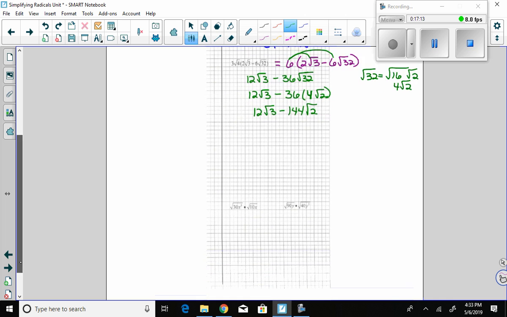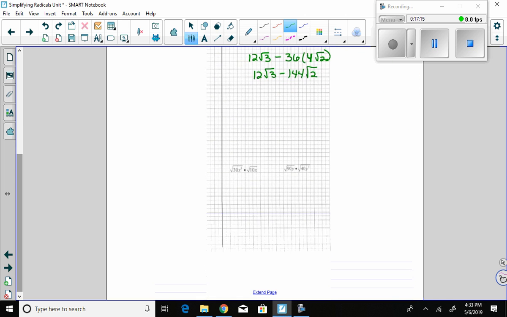Okay? All right, let's try multiplying these last two down here at the bottom of the page. This one's actually pretty straightforward. I'm actually going to multiply this out. I'm not going to simplify first. So 30 times 10 is 300. So I've got the square root of 300. And then x to the 5th times x becomes x to the 6th. And I like when I have an even exponent.